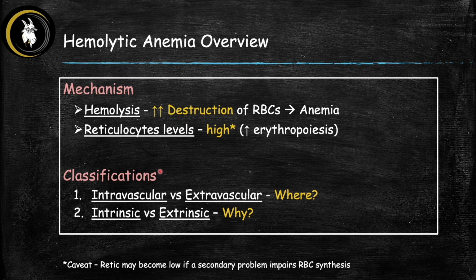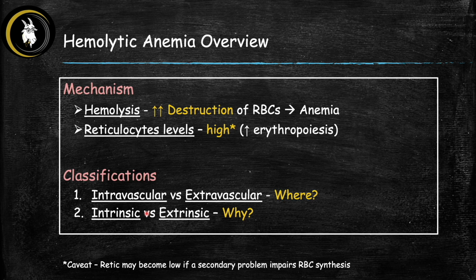Now, the next thing to learn about hemolysis is how it's classified. There are two classifications. One is called intravascular versus extravascular. So this refers to the location of hemolysis, so where hemolysis is happening. The other one is intrinsic versus extrinsic. This one refers to the cause of hemolysis, so why hemolysis is happening.